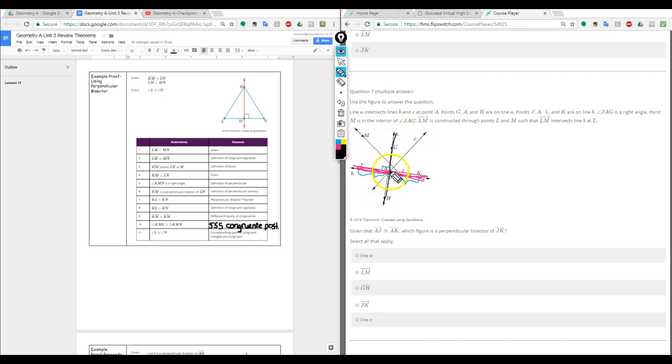We were given that JAG created a 90-degree angle. So there's our 90 degree. We were also given that AJ and AK were congruent. So line A creates a perpendicular bisector to JK.